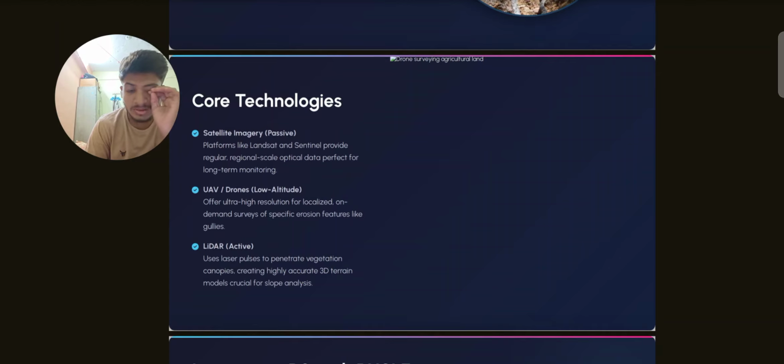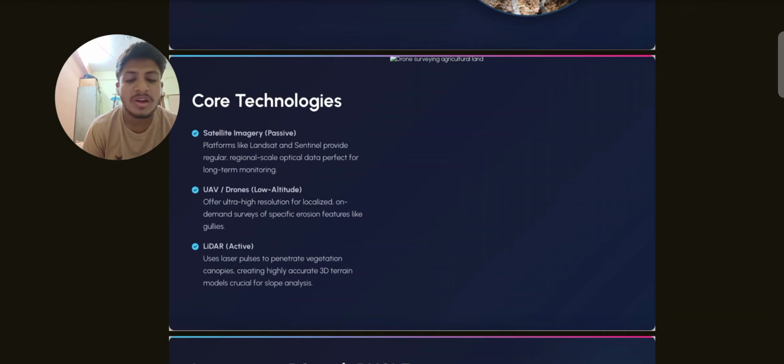Digital elevation models. DEMs represent the Earth's surface topography and are essential for analyzing slope, aspect, and drainage patterns. Unmanned aerial vehicles. Drones provide high resolution imagery for site specific erosion studies. LiDAR, light detection and ranging. LiDAR technology uses laser pulses to measure surface elevation with high precision, up to a few centimeters.